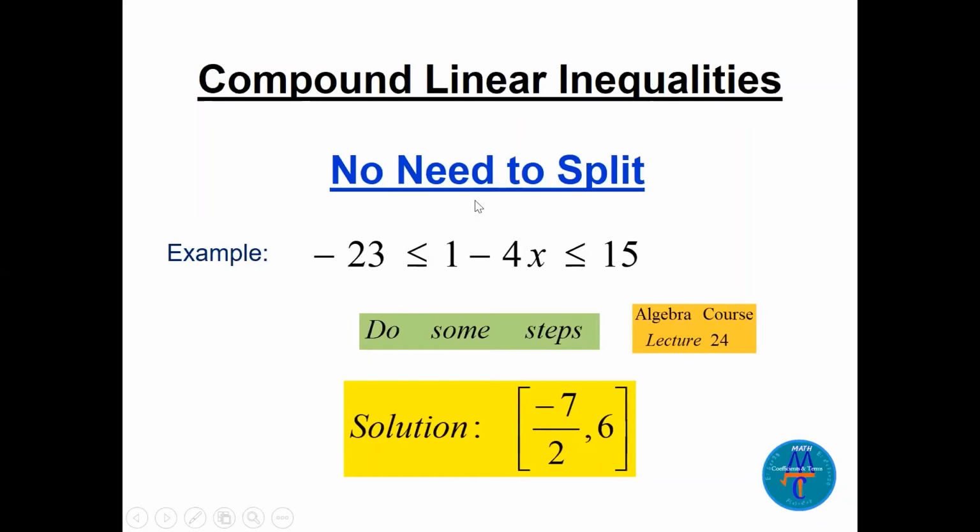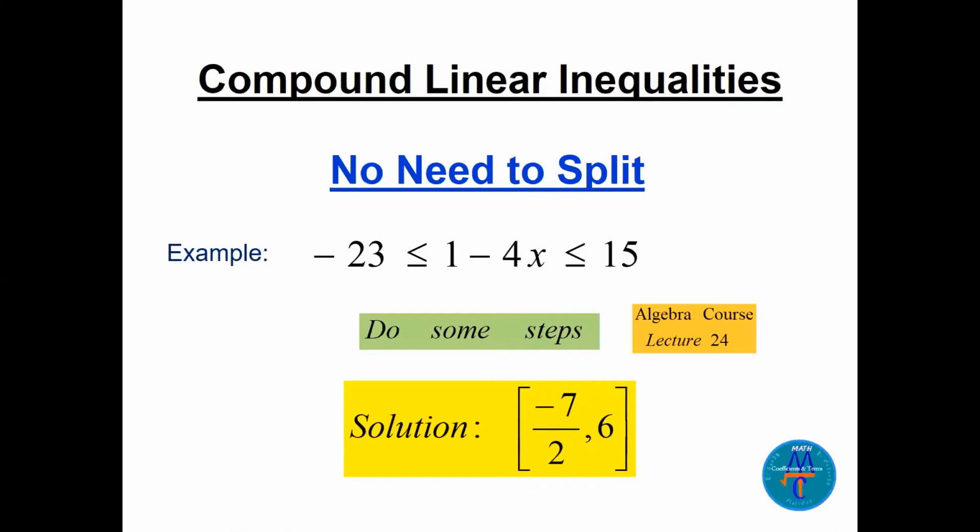So if we have a linear one like this, no need to split. We can just solve it. Please, you can try yourself. Do some steps here. See the algebra course, lecture 24. See here, you subtract 1, subtract 1, subtract 1. Then you divide by minus 4. Remember, because of the minus, we change the sign, both signs. And then you get the solution here: minus 7 over 2 to 6, closed.